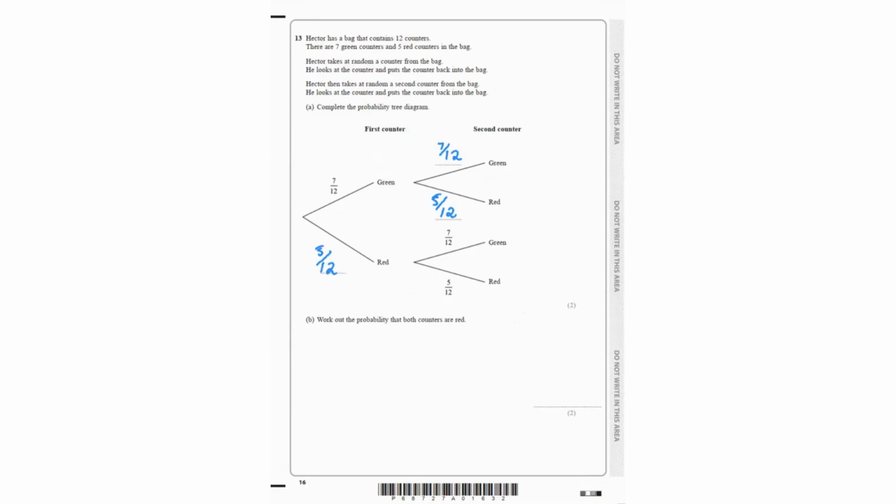So let's draw the arrows again. We're going from here to here because both counters are supposed to be red. So which means you multiply 5 over 12 with 5 over 12. And that's 25 over 144. We can't simplify it, so it remains as it is. Simplifying isn't necessary every time. In this type of question, simplifying isn't very important. You can even leave it as it is. You'll still get the mark.